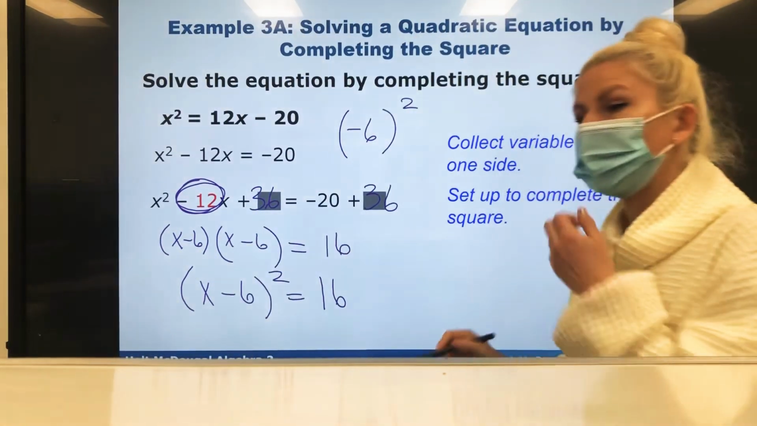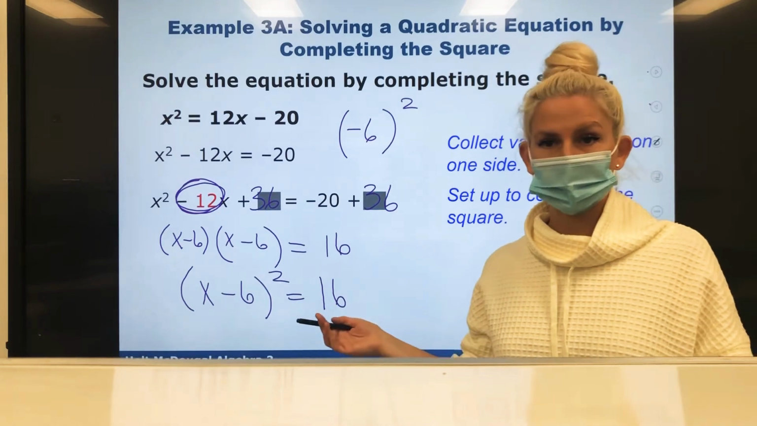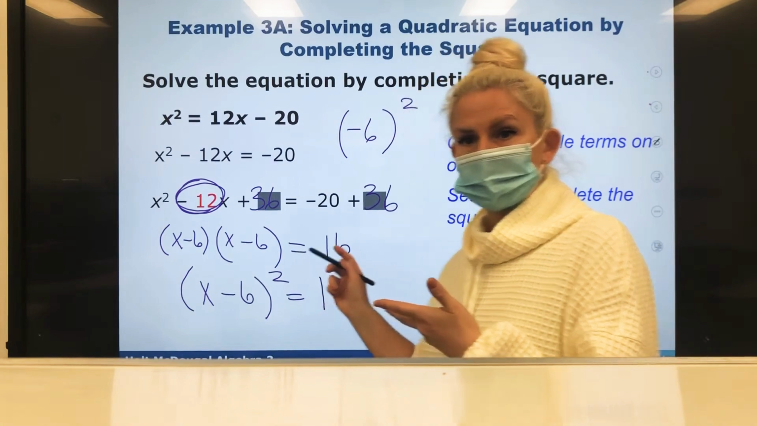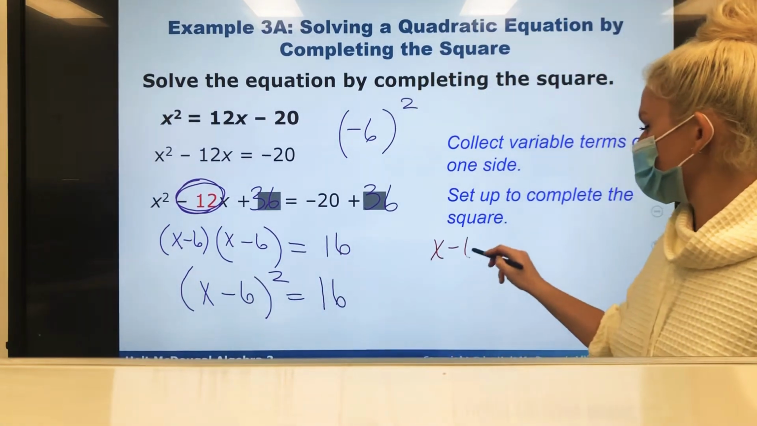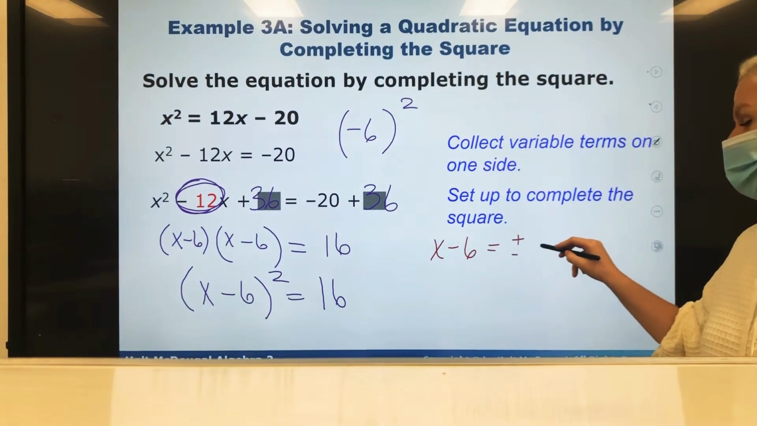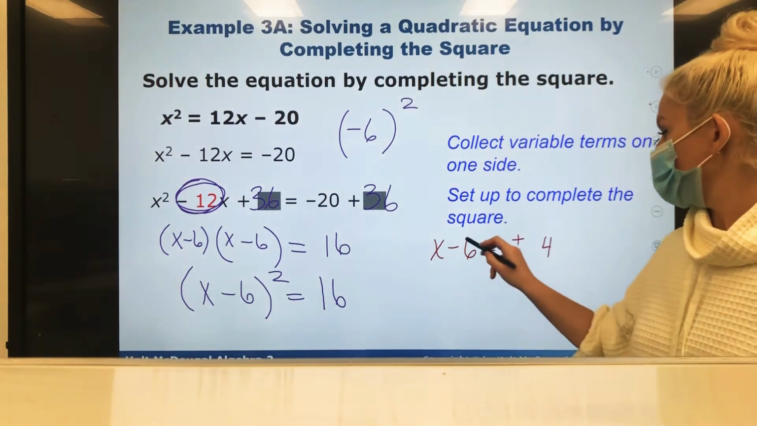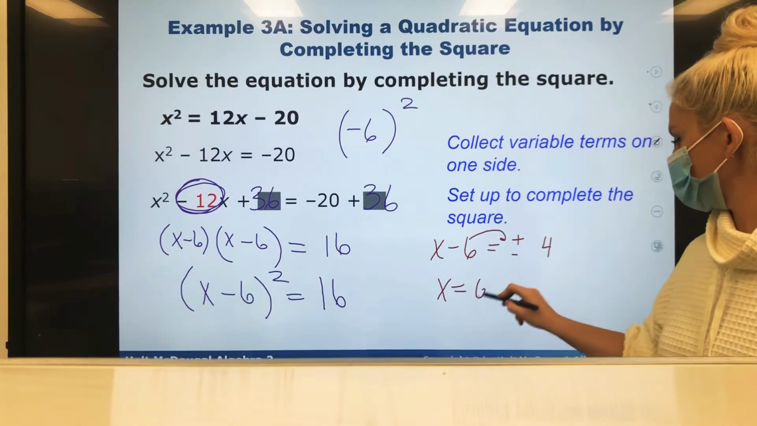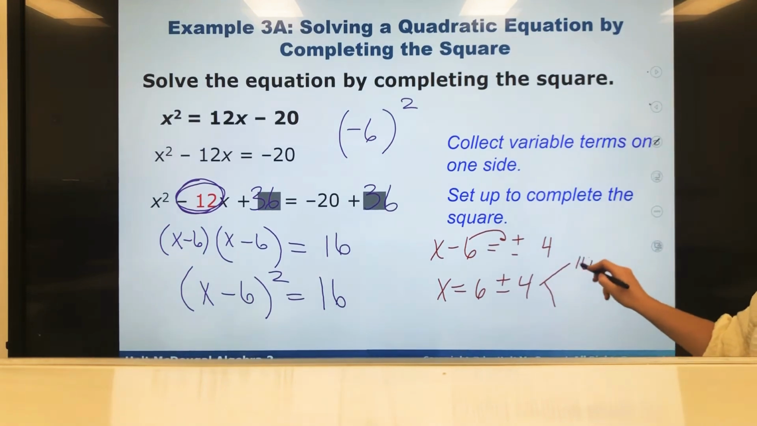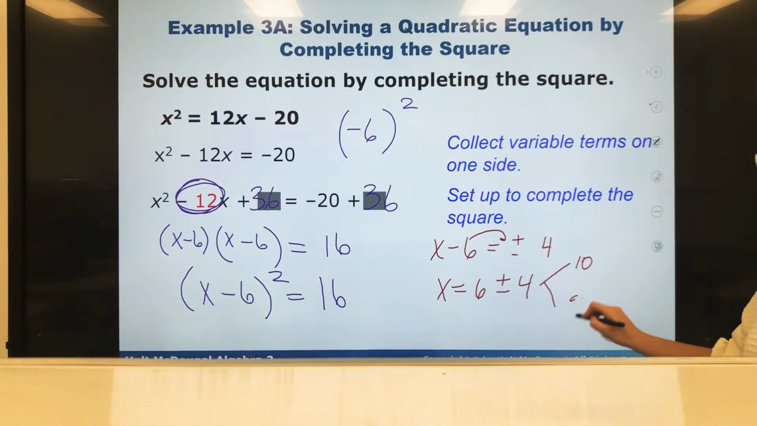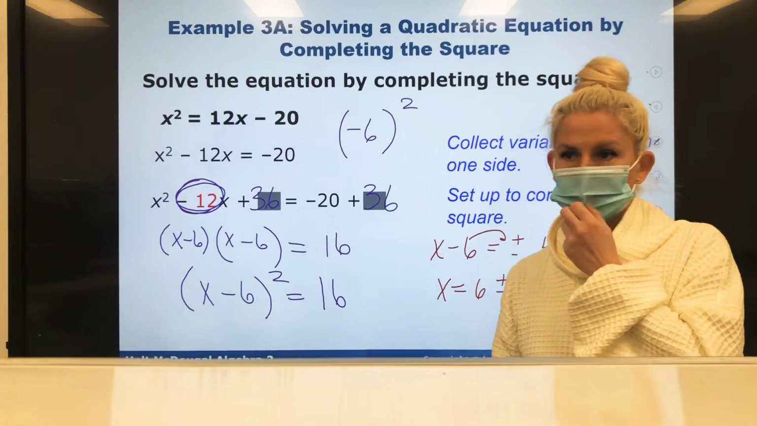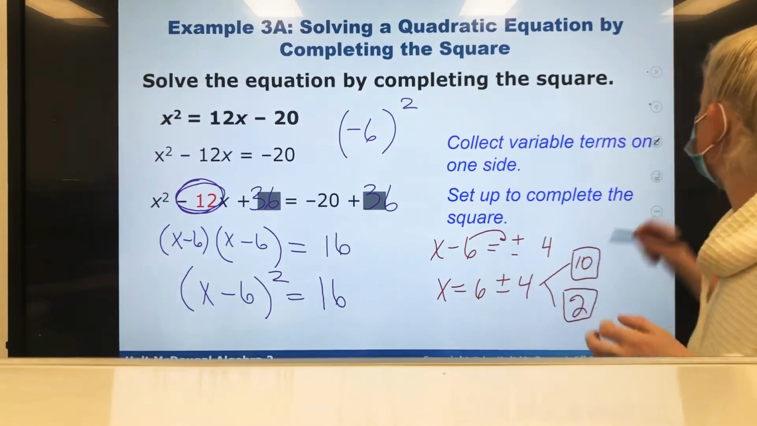Okay, and now I can go ahead and solve using the square root property, which is what we did the other day. So let me switch colors. I take the square root of both sides, so I get x minus 6 equals positive or negative 4. And then I'm going to add the 6. 6 plus or minus 4: 6 plus 4 is 10, 6 minus 4 is 2. So my solutions are x equals 10, x equals 2. Okay?